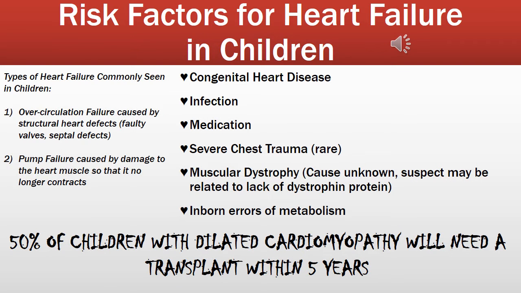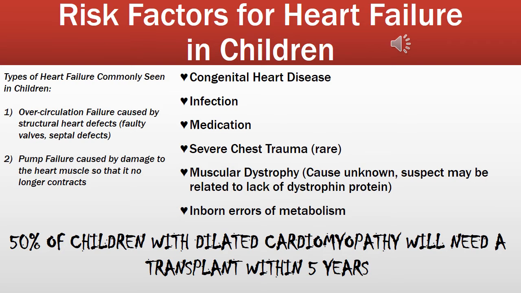There are two types of heart failure commonly seen in children. The first is overcirculation, which is caused by structural heart defects such as faulty valves and septal defects that allow excess volume into the chamber. Patent foramen ovale and patent ductus arteriosus are common causes of overload in preemies.